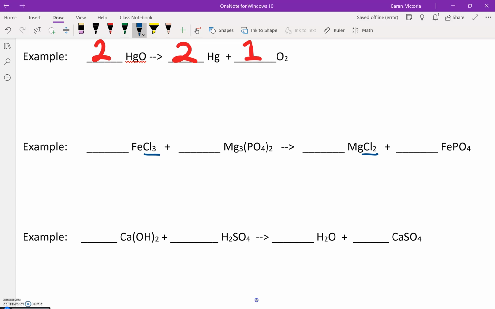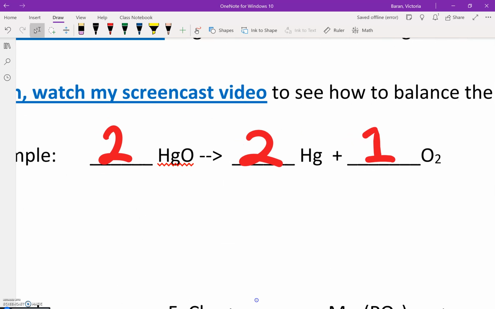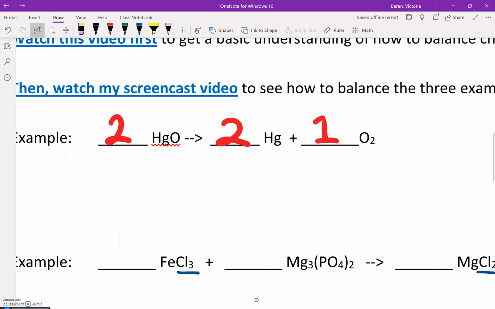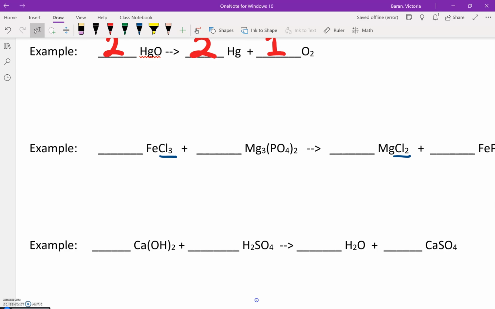So you kind of have to think here, what is the least common multiple between them, okay? It's not like up here where I had a 2 and a 1, and I could easily put a 2 in the front to make them both 2. We have a 2 and a 3. So the easiest thing to do in this situation is I'm going to put a 3 here and a 2 here, because 2 times 3 is 6. So now I have 6 chlorines, Cl's, on this side.